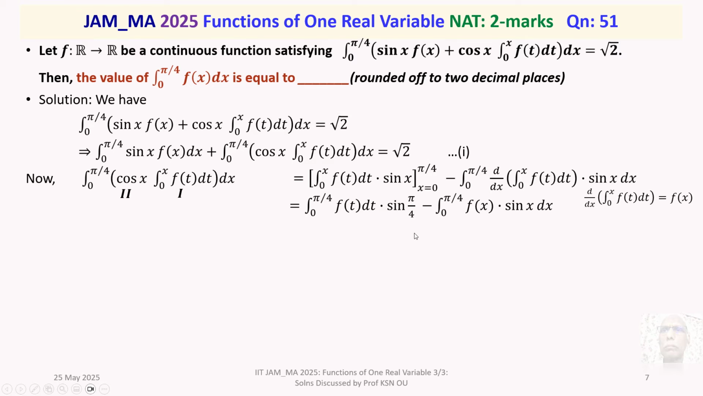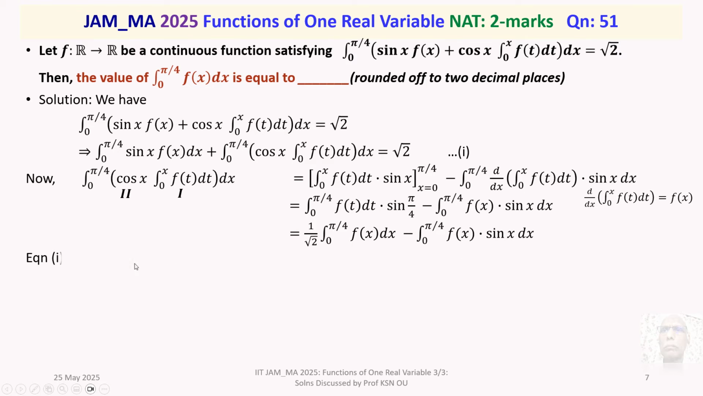Sin pi by 4 value is 1 by root 2. That is 1 by root 2 into integral 0 to pi by 4 f(t) dt, which is the same as integral 0 to pi by 4 f(x) dx. After all, the variable of integration is a dummy one. Therefore, for t, we can also write x, right? Minus integral 0 to pi by 4 f of x sin x dx. Right. We get back to equation 1.